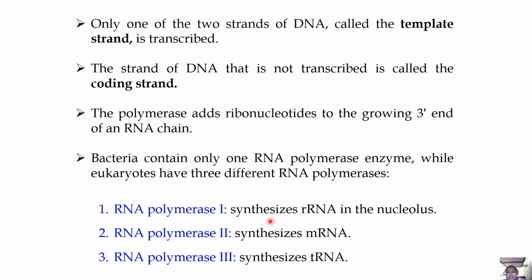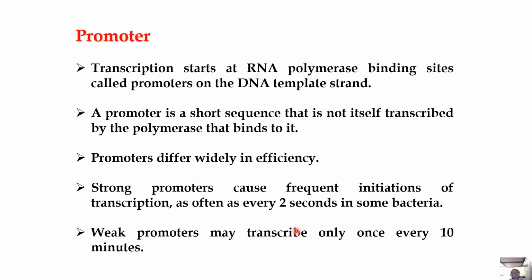Only one of the two strands of the DNA, called the template strand, is transcribed. The other strand is not transcribed and is called the non-coding strand. The polymerase adds nucleotides to the growing 3' end of the RNA chain. Bacteria carry only one RNA polymerase enzyme, while eukaryotes have 3 different RNA polymerases. Transcription starts at RNA polymerase binding sites called promoters on the DNA template strand. A promoter is a short sequence that is not itself transcribed, but binds the polymerase.